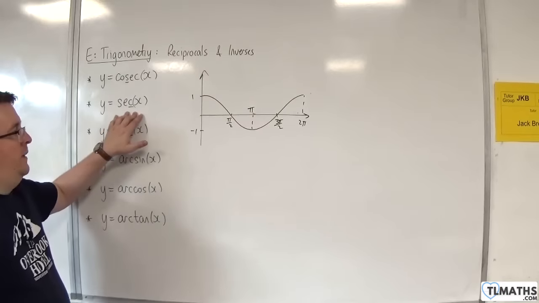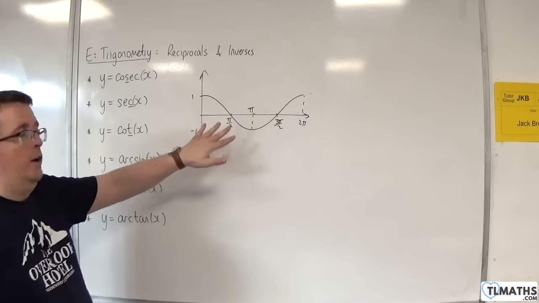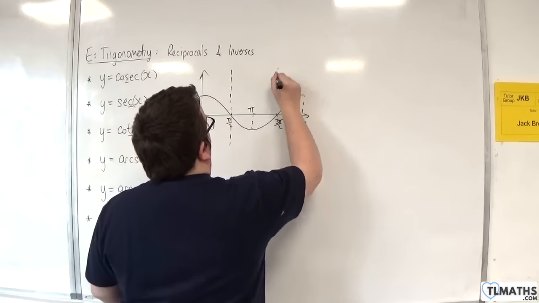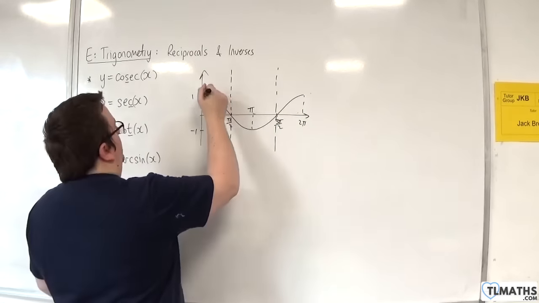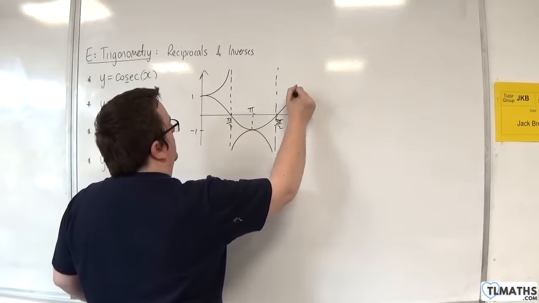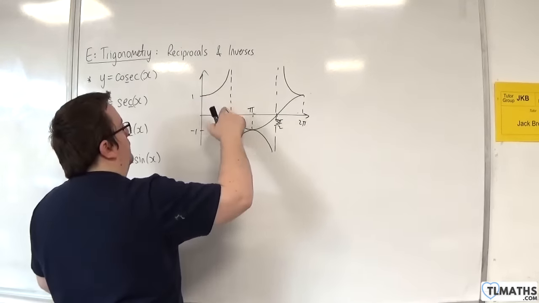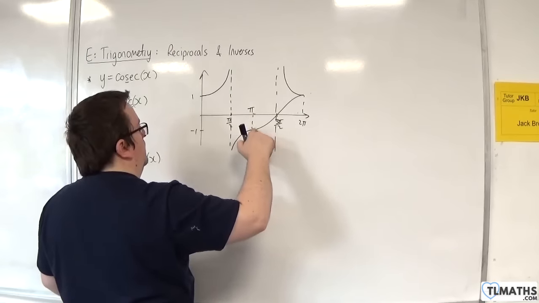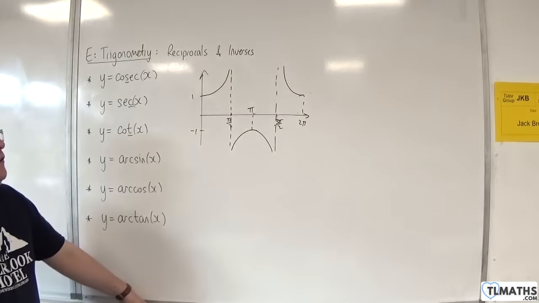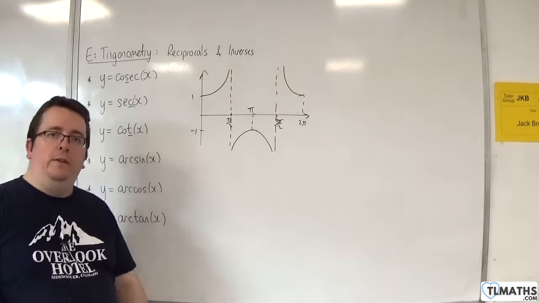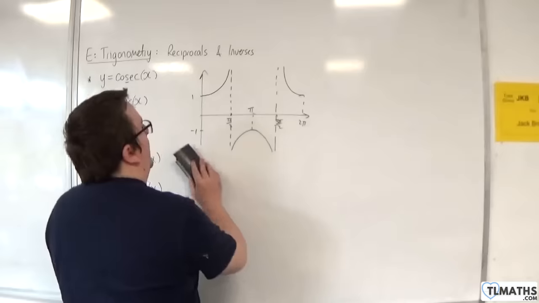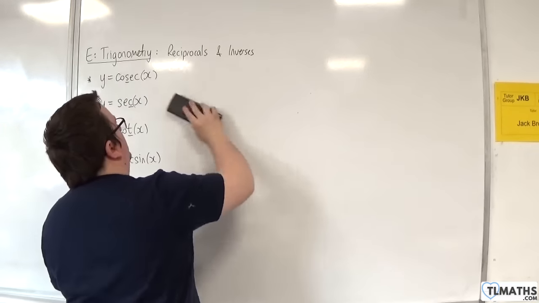Now, sec x will be undefined when cosine is 0, so where it crosses the x-axis, there and there. And so sec x will look like this. And then if I erase the original curve, there we are. This is the one that kind of looks like a crying face, essentially. So that's y equals sec x.